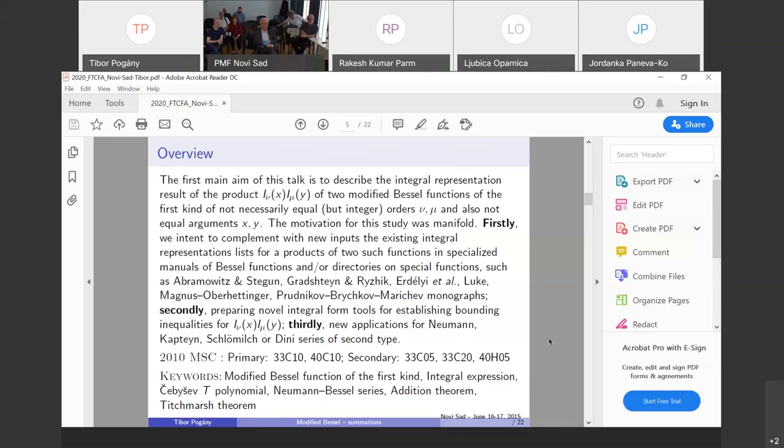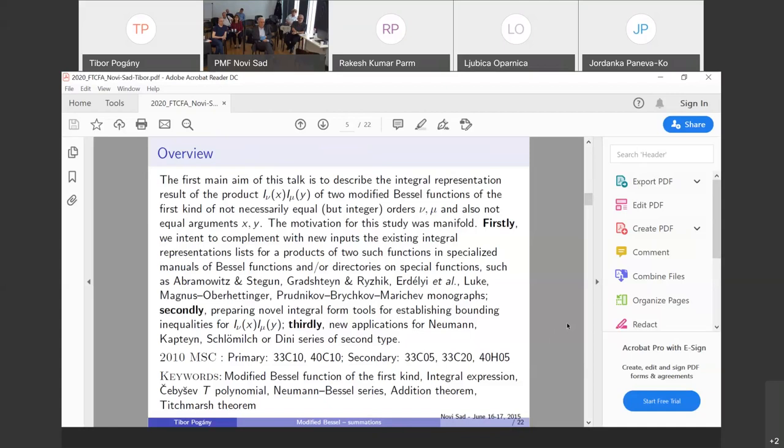There are many formulas in formula collections like Abramowitz and Stegun, Gradshteyn and Ryzhik, Erdélyi and three other collaborators in the Bateman project, Erdélyi, Magnus, Oberhettinger, and Tricomi, and the famous Prudnikov, Brychkov, Marichev five-volume collections, but we find some new expressions. We are also interested in an integral form for the product of modified Bessel functions when the orders are not equal and the arguments are different.